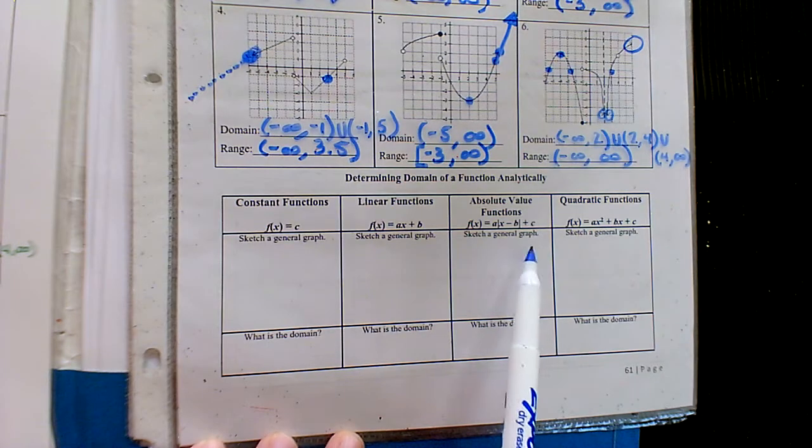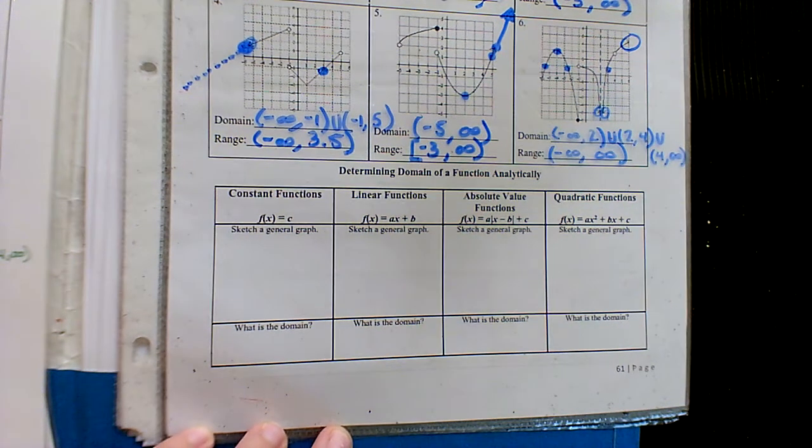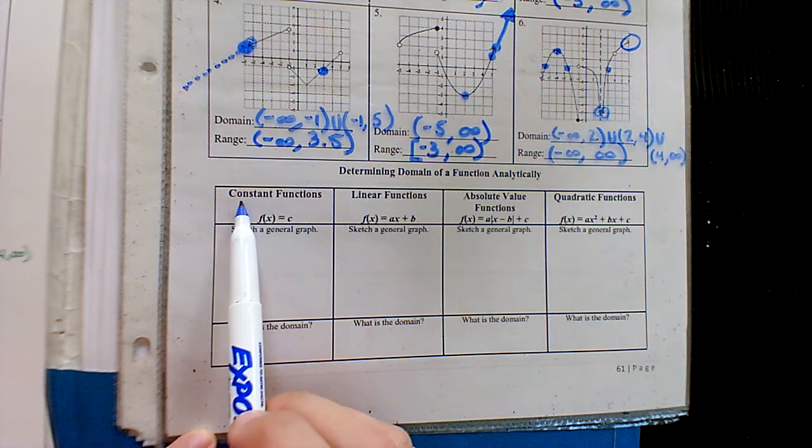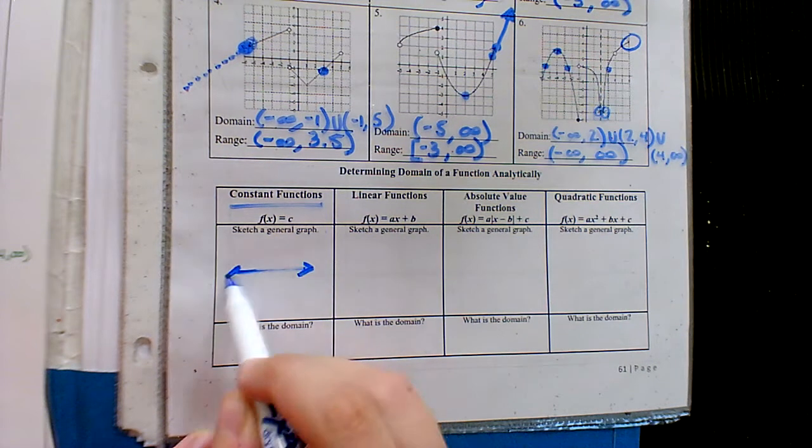These four at the bottom we are already very familiar with, so we're going to take a look at what those graphs look like and then determine their domains. So what does the graph of a constant function look like? If you were to graph like y equals 5 or y equals 2, what would that graph look like? Can you draw it or describe it? Yep, straight line, okay, so something like that.